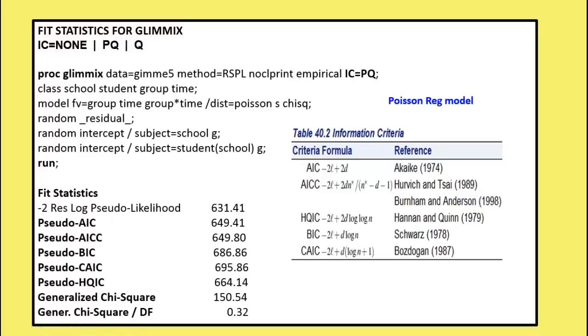Where does the pseudo come in? You know the answer, right? What's the answer? It's that the way GLIMMIX works with a nonlinear model, it does a transformation to take a nonlinear model and convert it to a linear model, and then it runs PROC MIXED. That's how it works. So the conversion of the original data to this linear model winds up giving you what are called pseudo statistics, or a pseudo response vector, and so all these statistics are called pseudo fit statistics.